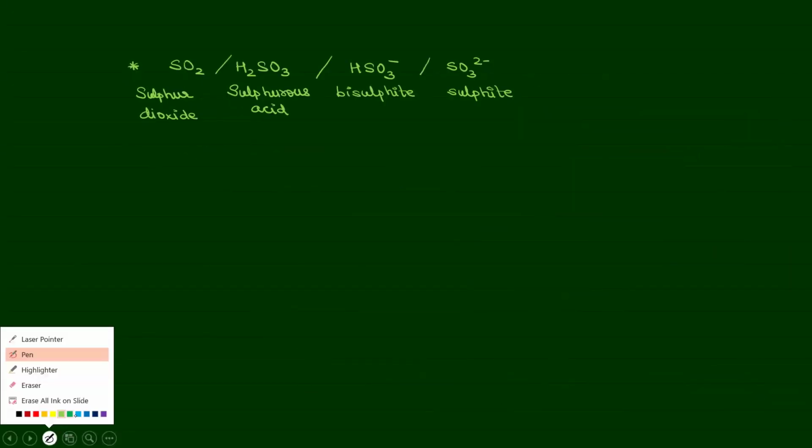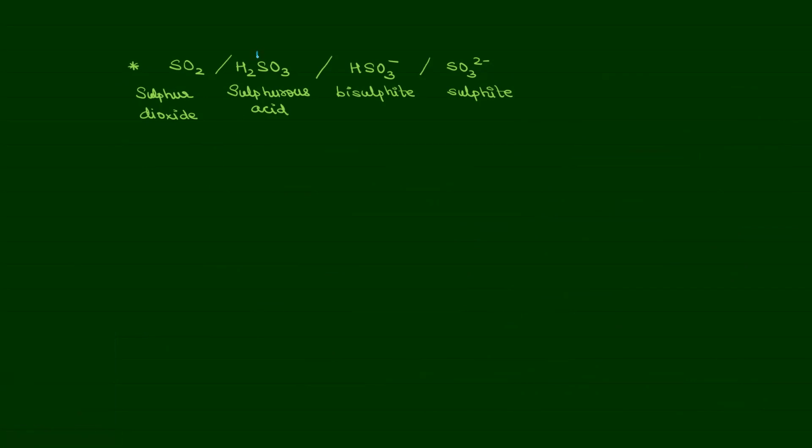Now, can I just say that if I know the sulfur in sulfurous acid is +4, then the sulfur in sulfur dioxide will also be +4, in bisulfite also +4, and in sulfite also +4. Are you clear with this? This is the relation of oxidation number for the compounds belonging to the same family. Have I made it clear up till here?